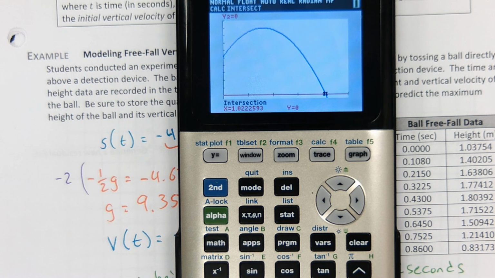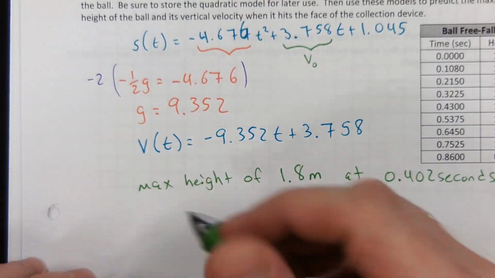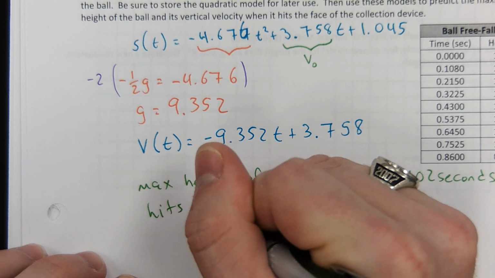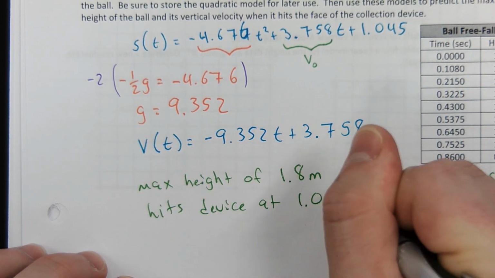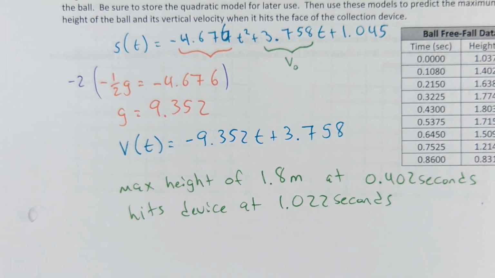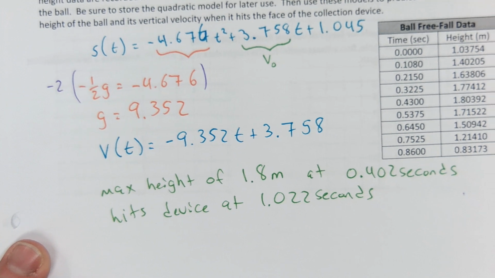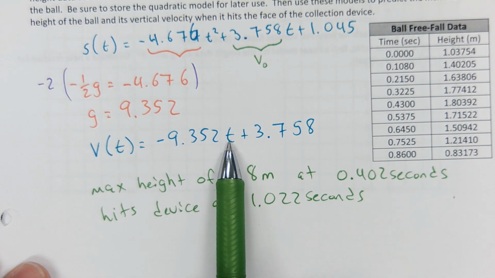Comfortable with that idea and why it's there? Because the x-axis is height of 0. And I just found out that it's going to take just over 1 second, 1.022 seconds, to have a height of 0. Now that we know when that occurs, I can figure out what my vertical velocity is there by putting that time into the velocity equation.